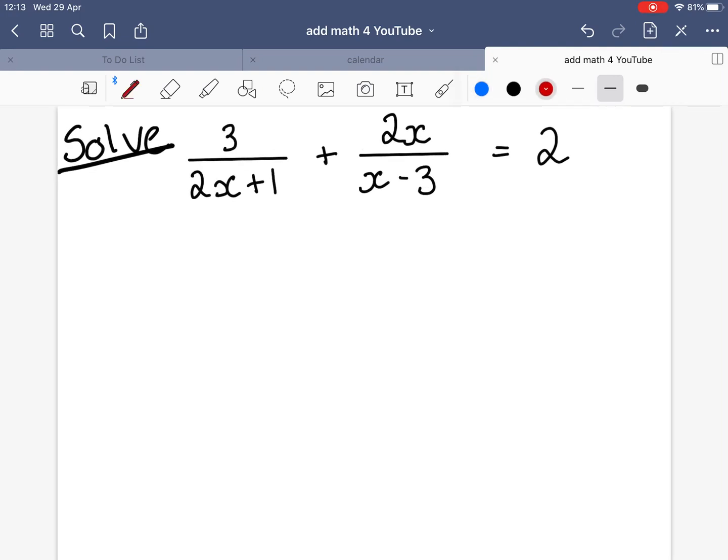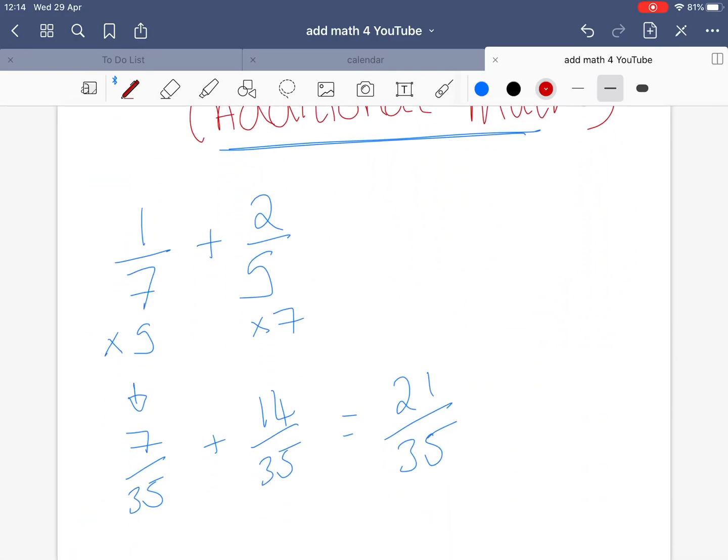So this one asks us to solve 3/(2x+1) plus 2x/(x-3) equals 2. So I'd always make it look like this, okay? Make sure you've got both of the fractions on one side and then the number on the other. So the questions I've set, you might just have to move stuff around, okay? So I'm just going to ignore the equals 2 for a little bit, and I'm going to focus on this side. So like I said earlier, in order to add fractions, you need the denominators the same.